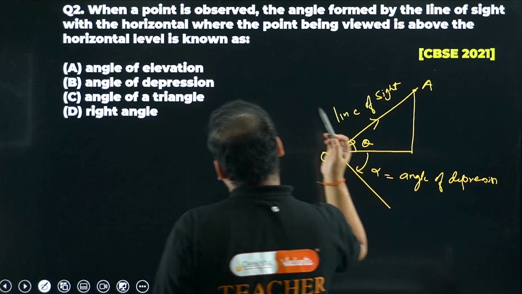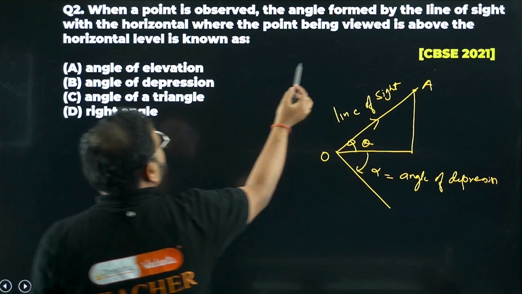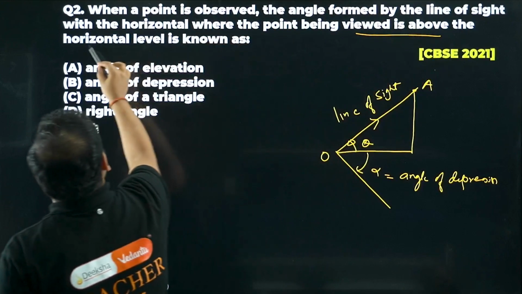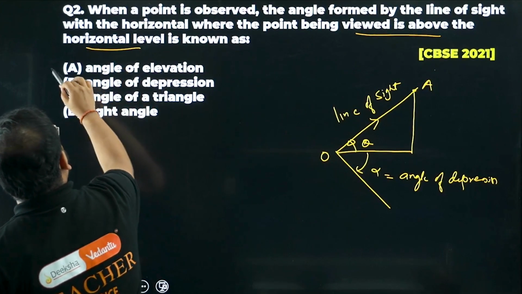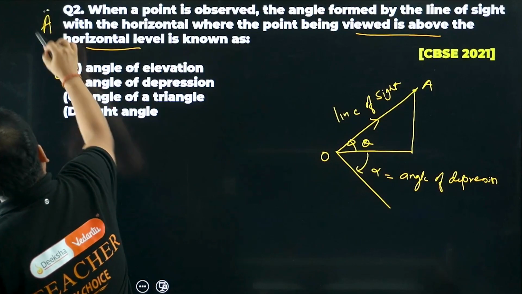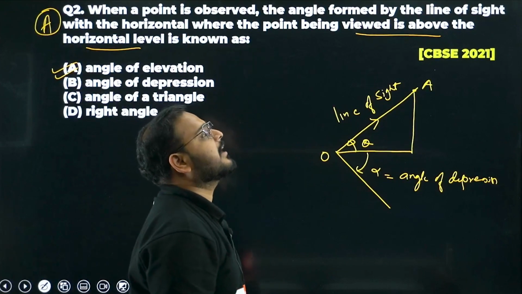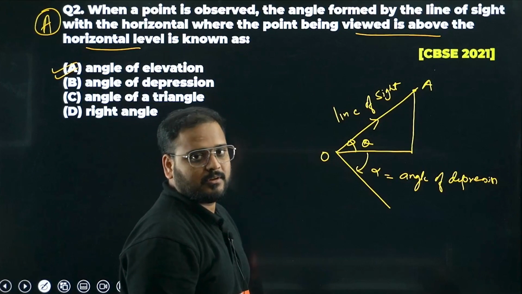And this will be what? Angle of elevation. This says viewed up, above the horizontal level, means angle of elevation, so option A is suitable. No problem. Looking like this, angle of elevation; looking like this, angle of depression.